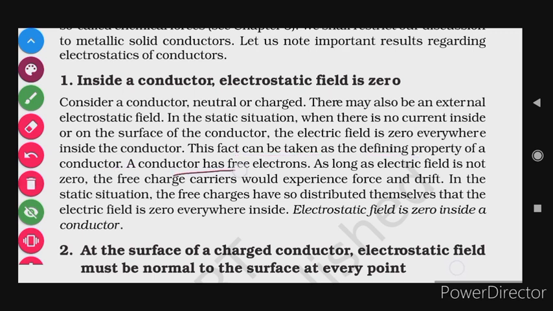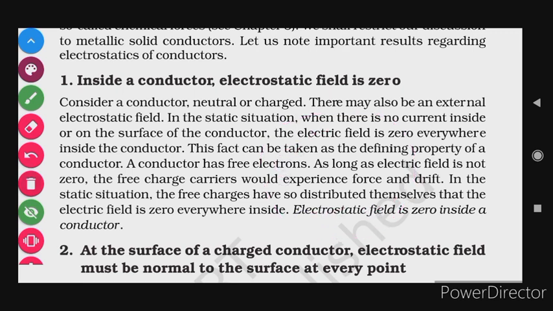Okay, a conductor has free electrons. As long as the electric field is not 0, the free charge carriers would experience force and drift. So what is the reason why there is no electric field inside the conductor? In a conductor there are free charge carriers, the electrons. In metal there are free electrons. So they will distribute themselves in such a way that there is no electric field.